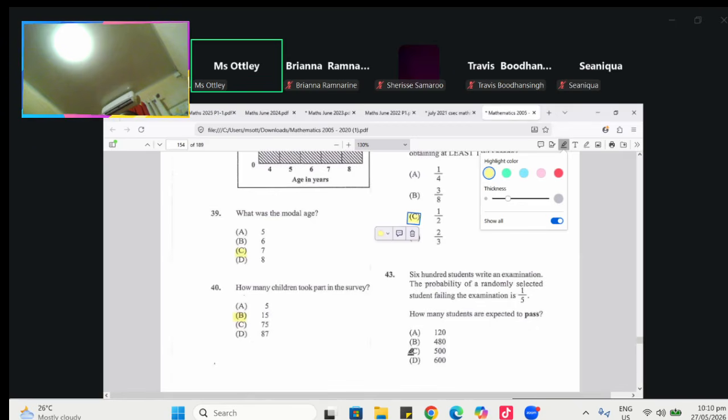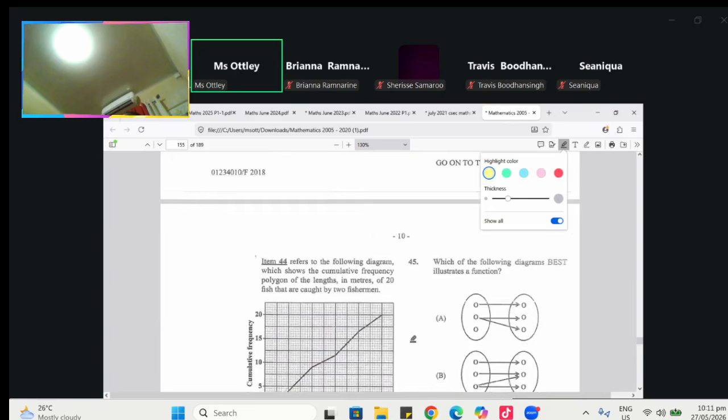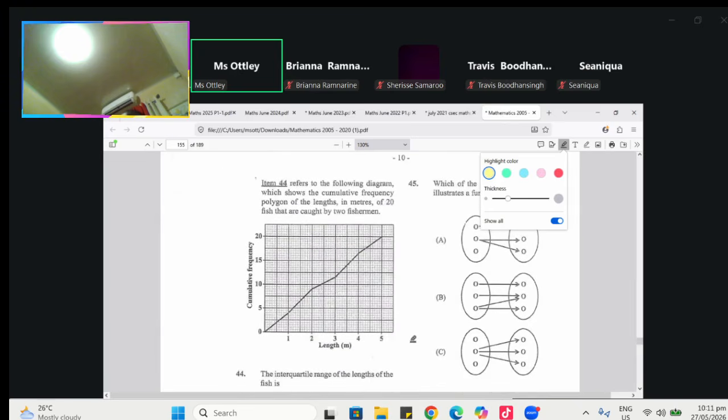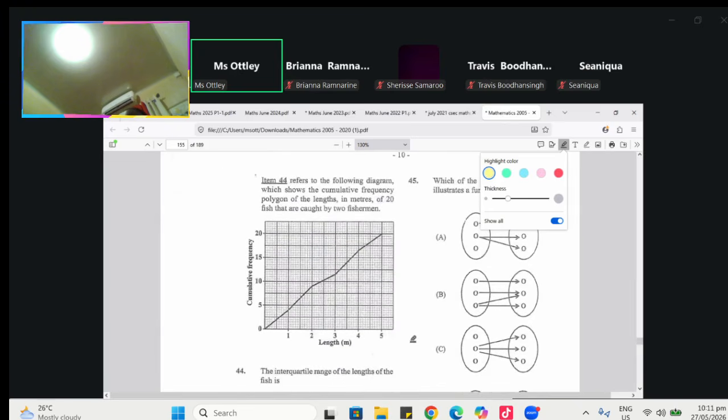600 students write an examination. The probability of a randomly selected student failing the exam is 1/5. How many students are expected to pass? B, 480 students. Right, another repeat question that was. All right.